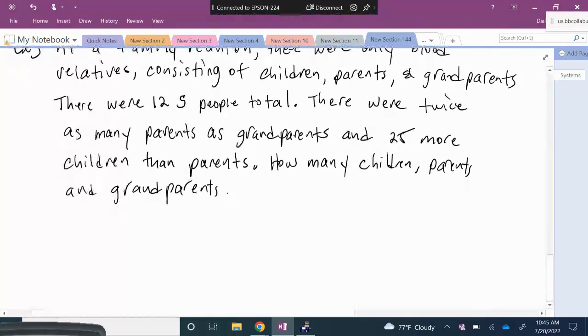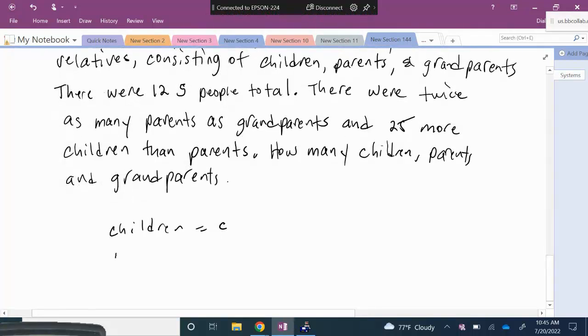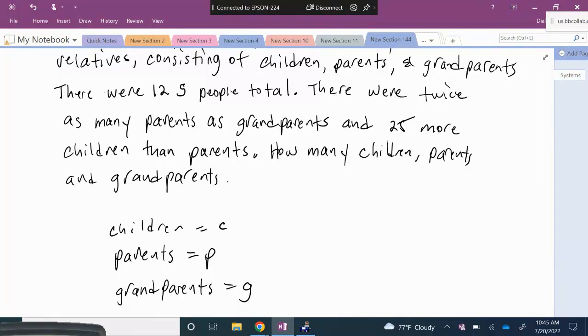All right, so here again, we're going to set some variables. We're going to let the children equal C, the parents equal P, and the grandparents equal G. So we're using C, P, and G. Just like in the last problem, we're going to break this up into 3 equations, so there'll be another 3 by 4.